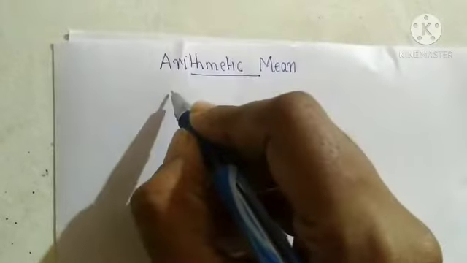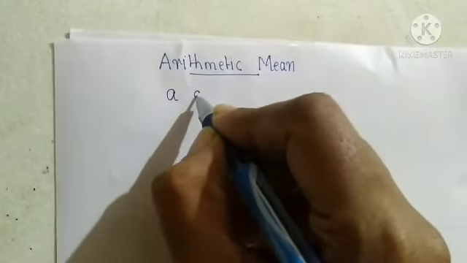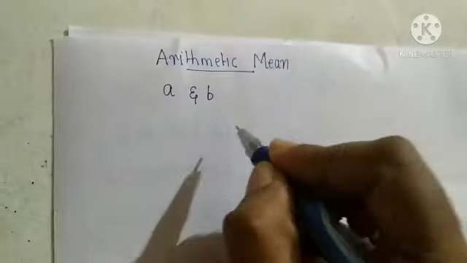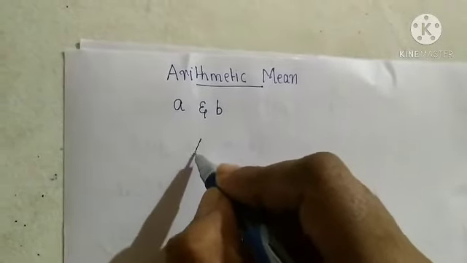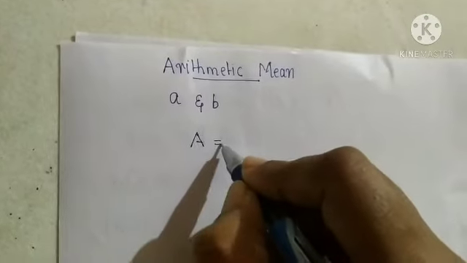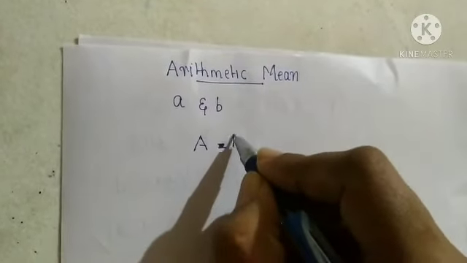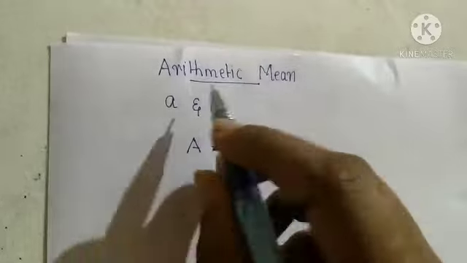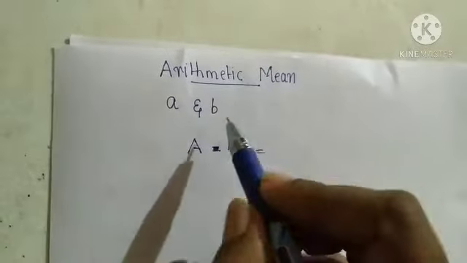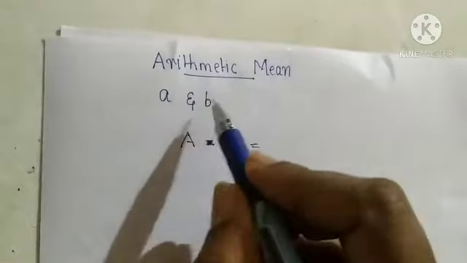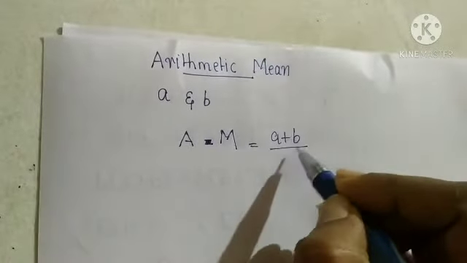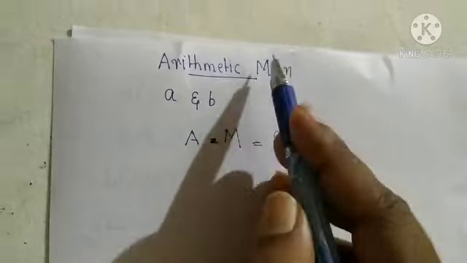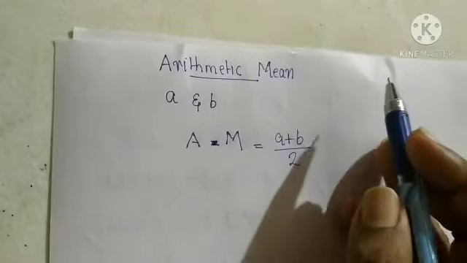Arithmetic mean between two numbers A and B is denoted as capital A, the arithmetic mean, or AM. The short form of arithmetic mean is AM. So the arithmetic mean between two numbers A and B is (A plus B) by 2. Here mean means average, right?